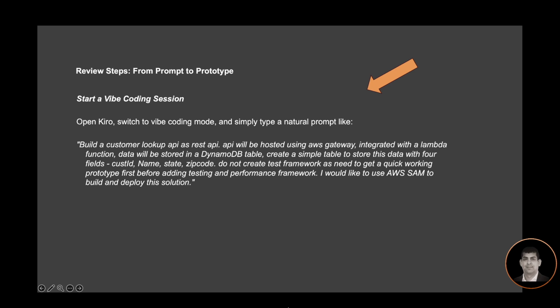So here are the steps from prompt to prototype for this customer API. First, we need to start a vibe coding session. For that, open Kiro, switch to vibe coding mode and simply type a natural prompt. In my case, I put the prompt as: build a customer lookup API as a REST API. The API will be hosted using AWS API Gateway integrated with a Lambda function. Data will be stored in a DynamoDB table. Create a simple table to store this data with 4 fields: cust ID, name, state, zip code.